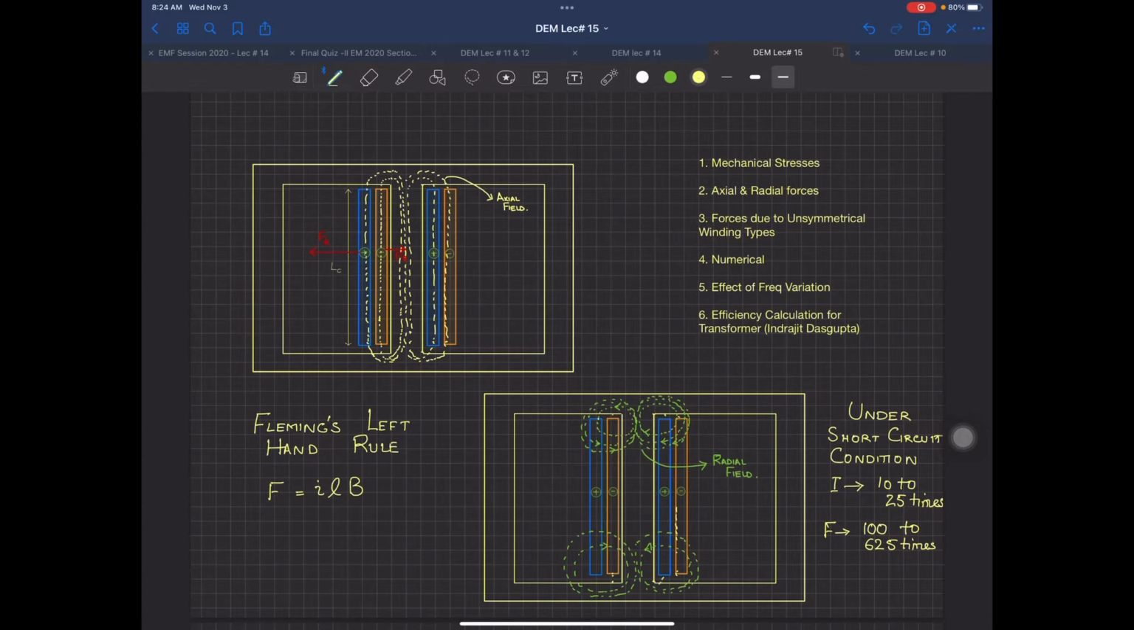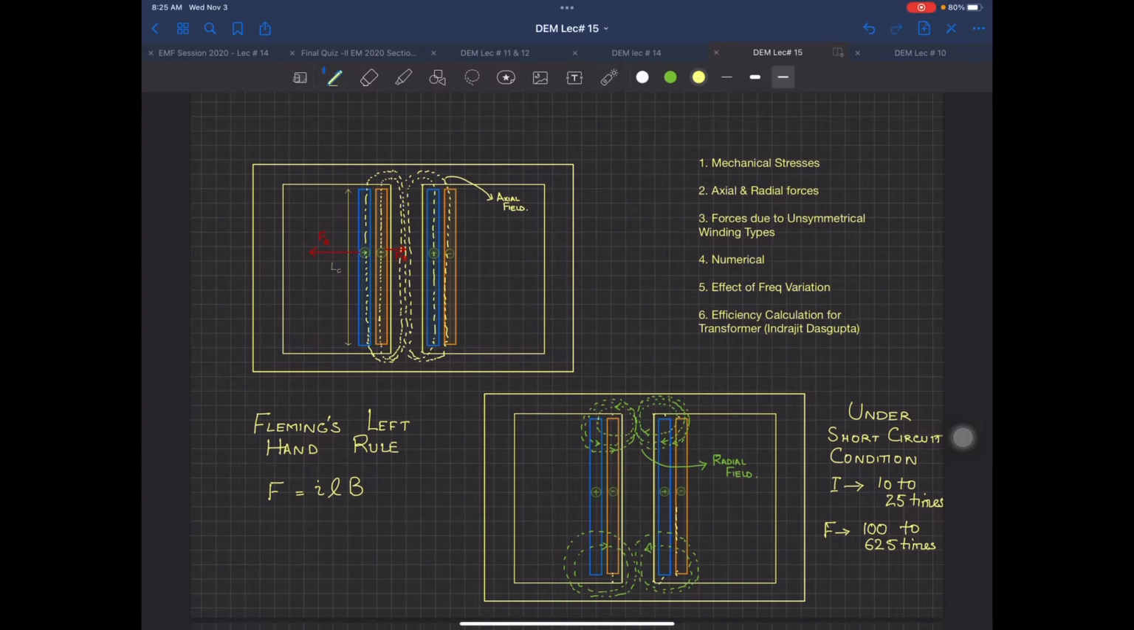Today we are talking about mechanical stresses. As I have told you previously also, whenever a transformer is working at normal load or even at full load, there are going to be some stresses on the windings, and they are based on Fleming's left hand rule. Now for those who don't still remember what Fleming's left hand rule and right hand rule were, Fleming's left hand rule was based on this assumption.